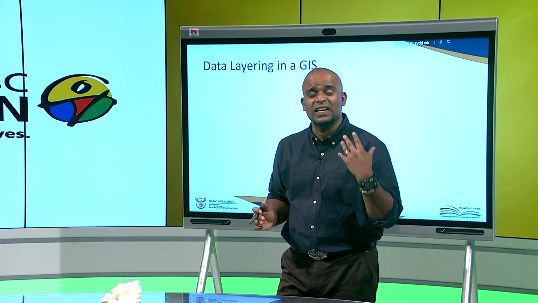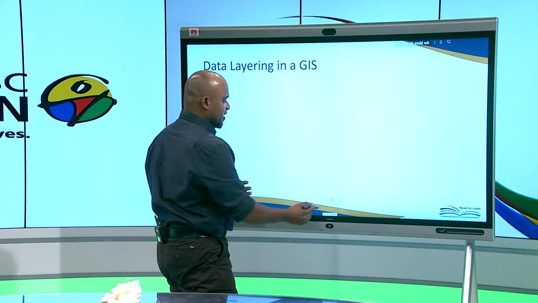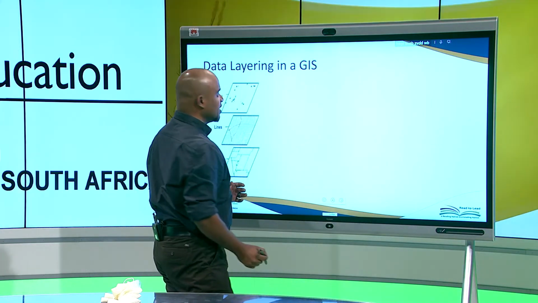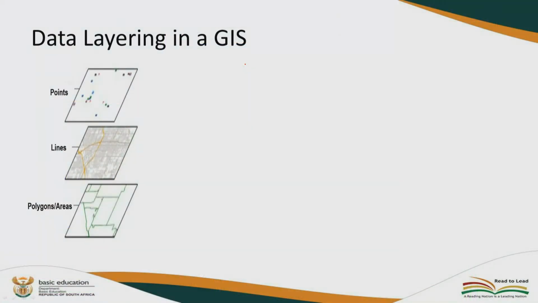papers, data layering. Now, data layering is a very specific process in GIS. Data layering deals with your data that is points, lines, and polygons. And you'll be familiar with the topographical map, where the vector data, which is your points, lines, and polygons, are represented in topographical maps.